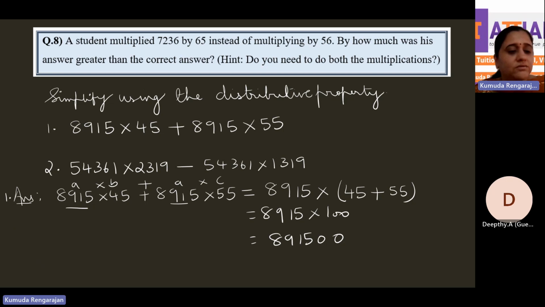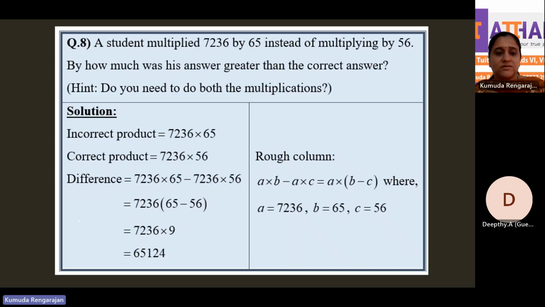This is the answer for the first one. Yeah, what's the answer for the second one? No, just read the digits. 5, 4. Very good. Correct. Very good. All right, so the next one will be something like this.